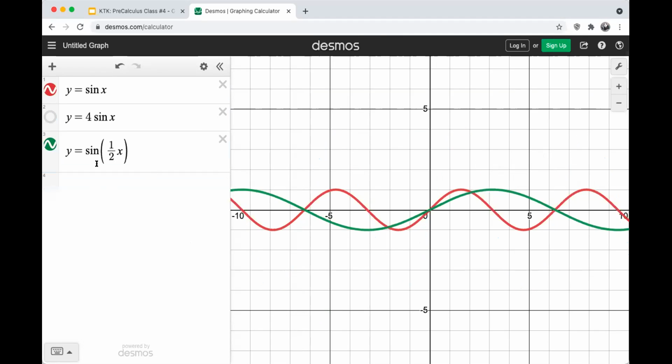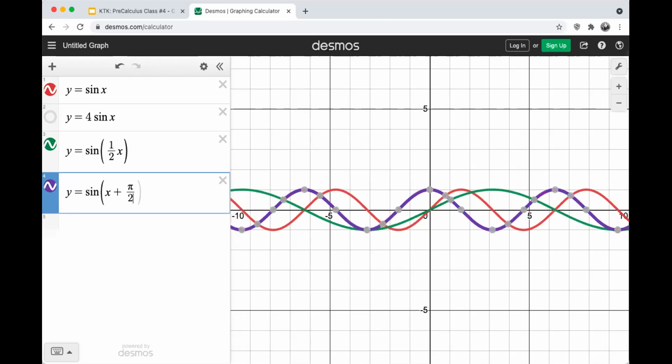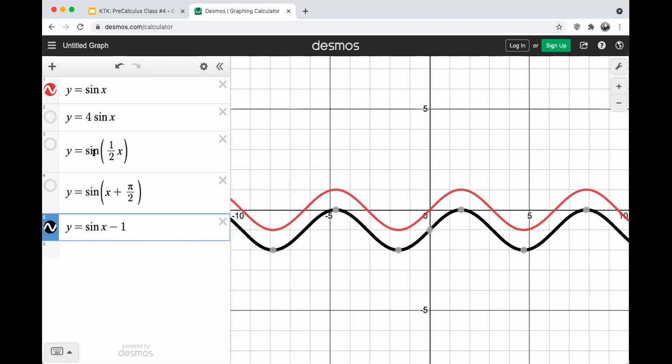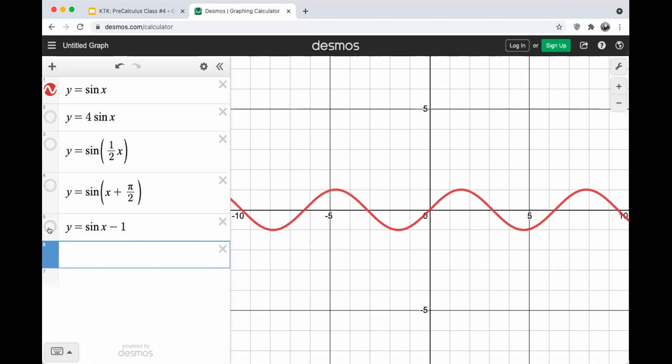Let me take this one out. Y is equal to sine of x plus pi by 2. And again, that's just that phase shift. Y is equal to sine of x minus 1, and that's the vertical shift. So you see these all hold that similarity to the parent function.